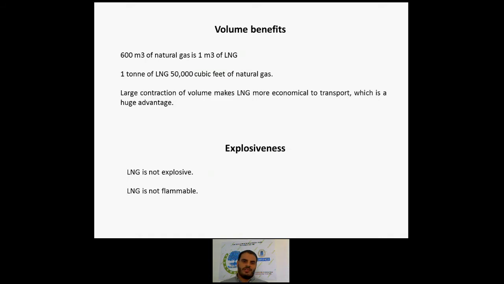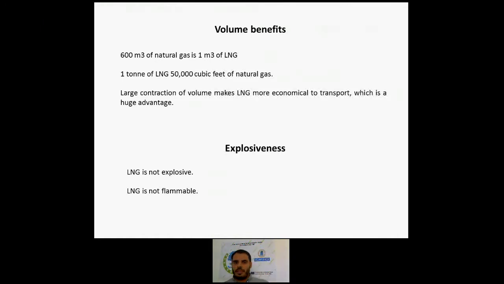First of all, we could ask ourselves, why LNG? And we would say that it's mostly because it typically takes about 600 cubic meters of natural gas to make 1 cubic meter of LNG, with 1 ton of LNG holding the energy equivalent to some 50,000 cubic feet of natural gas. Exact conversions depend upon the composition of the natural gas in question. It is the large contraction in volume from the gaseous state to the liquid state that makes LNG much easier and more economical to transport over large distances and store in large quantities.